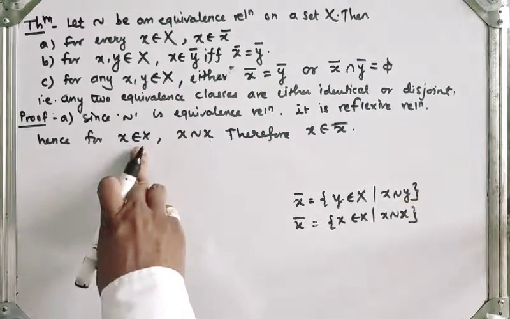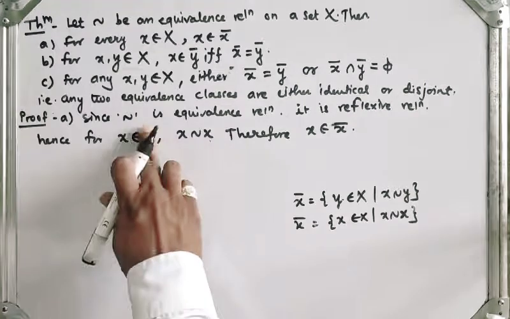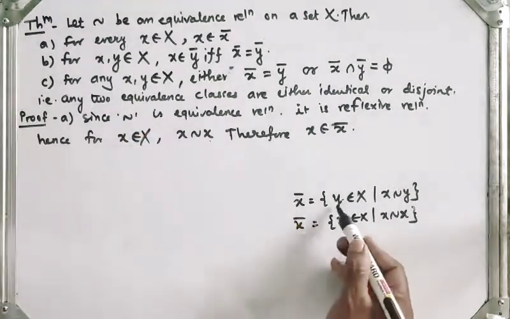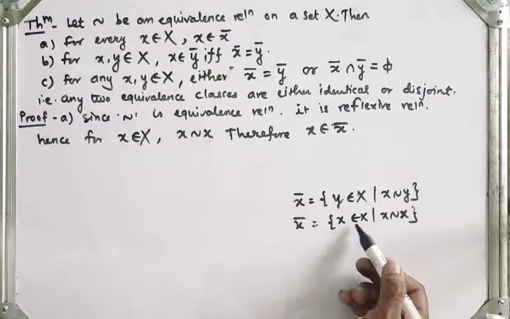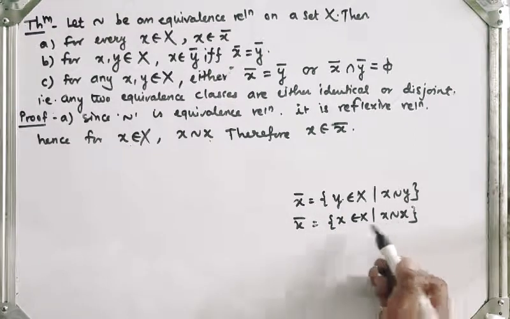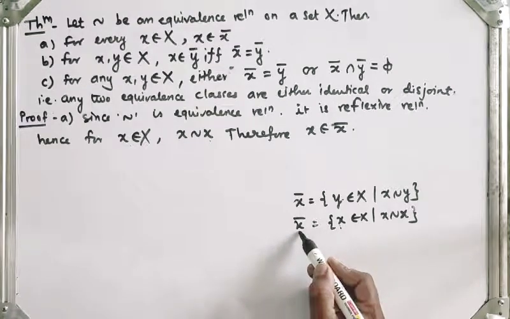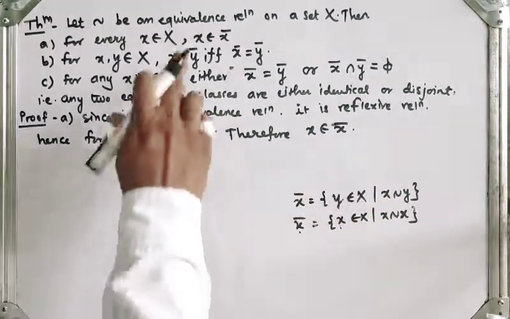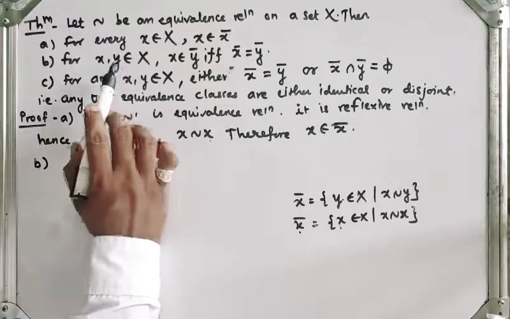But for a reflexive relation, what is the reflexive relation? x is equivalent to x. Then we replace y by small x, and I get x bar is equal to the set of all x belonging to X such that x is equivalent to x, meaning this x belongs to the set x bar. So x bar means the equivalence class of x, so x belongs to x bar. So the first is proved.